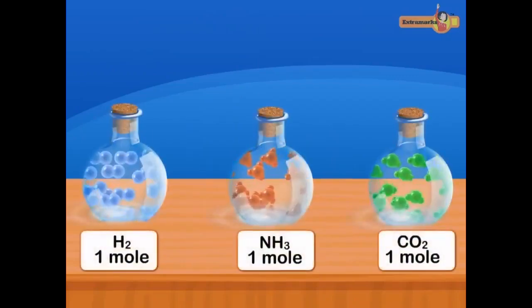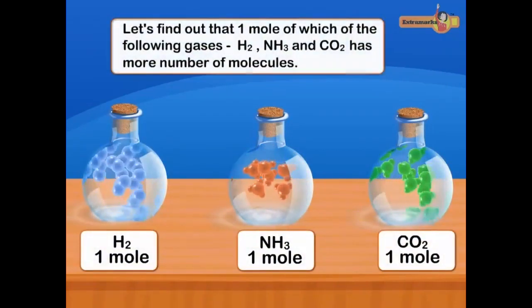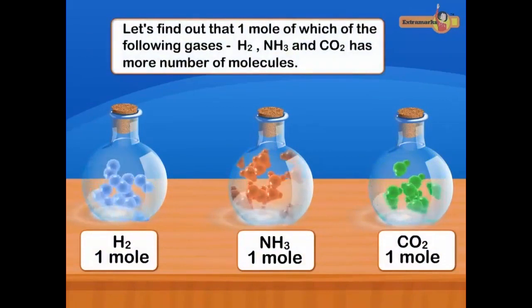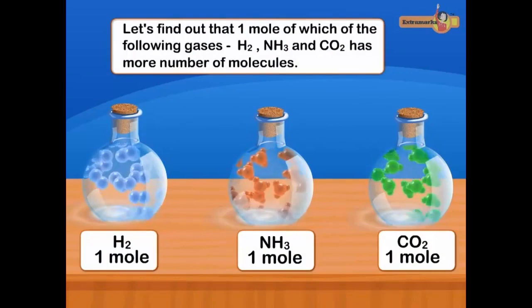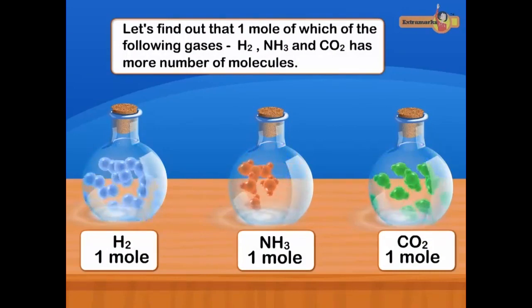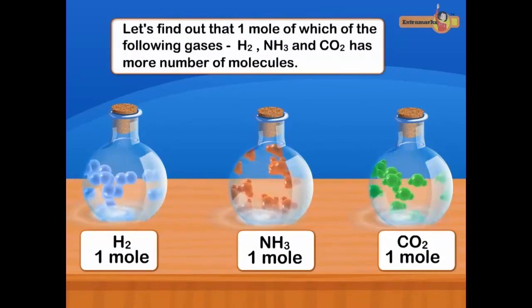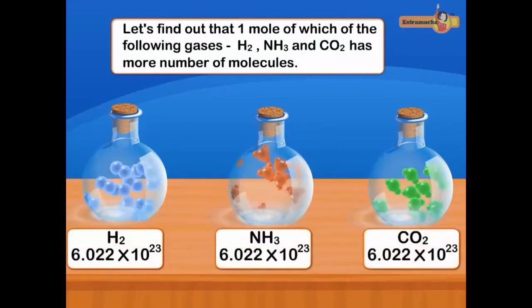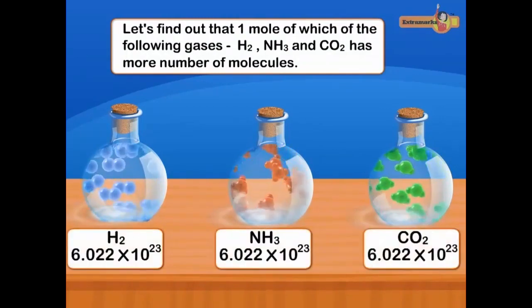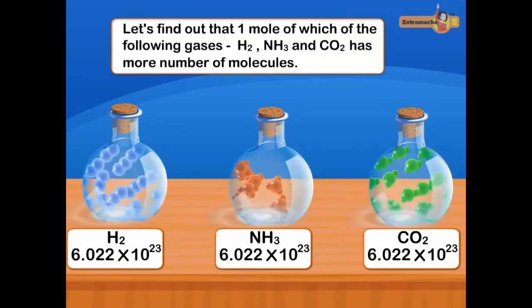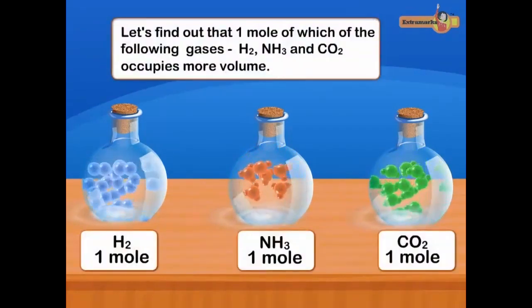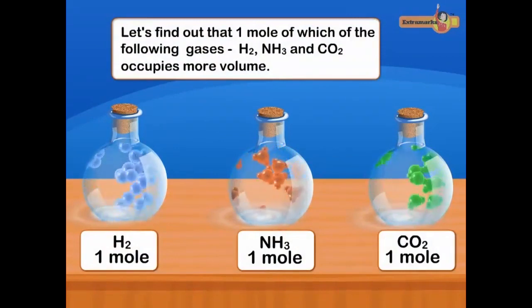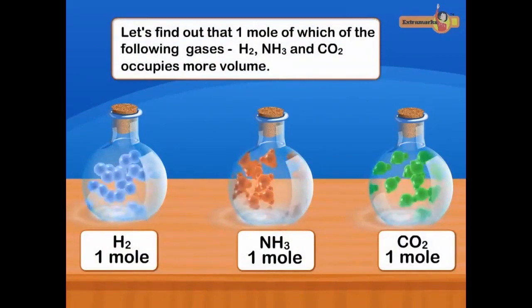Let us find which of these gases, hydrogen, ammonia and carbon dioxide, has more molecules in 1 mole. It is observed that 1 mole of all of these gases have 6.022 into 10 to the power 23 molecules. Let us try to find 1 mole of which of these gases will occupy more volume.